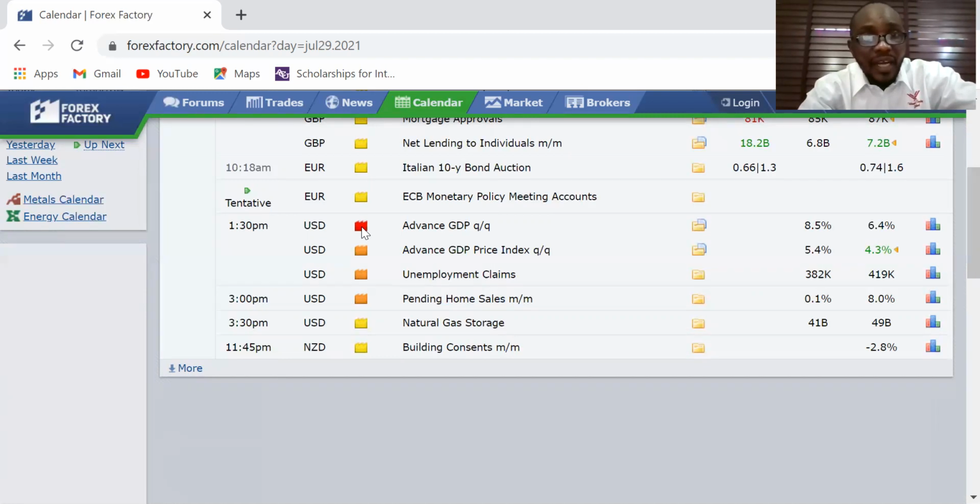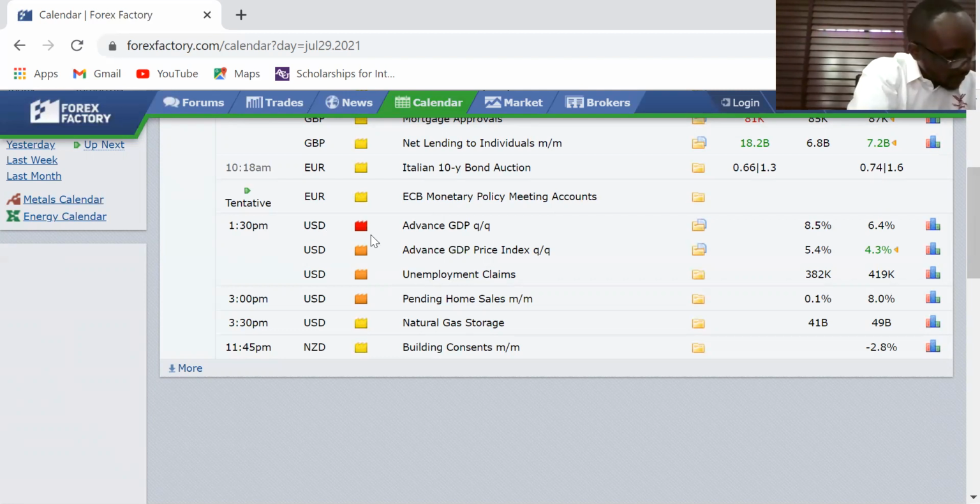That means the movement might likely be very strong. But if you have red more than 1, 2, or 3 at the same time, it means that market will likely move. If you have a combination of red and orange at a particular time, and it's more than 1, like you can see there is more than 1, it means that market will likely move.